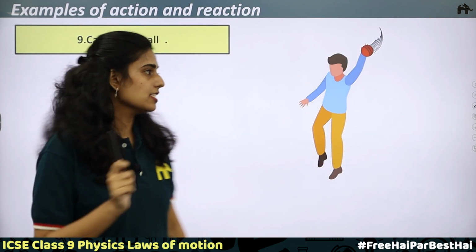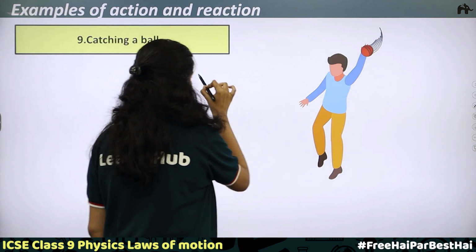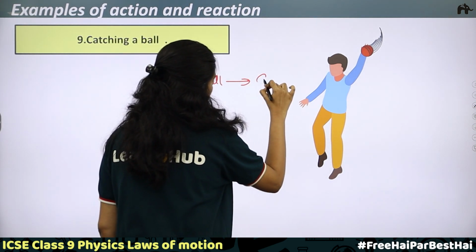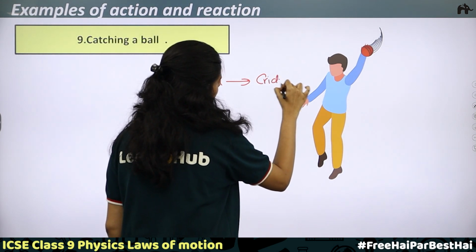Ninth example of action and reaction forces. Catching a ball. While catching a ball, what is happening? A ball is applying a force on the cricketer's hand.